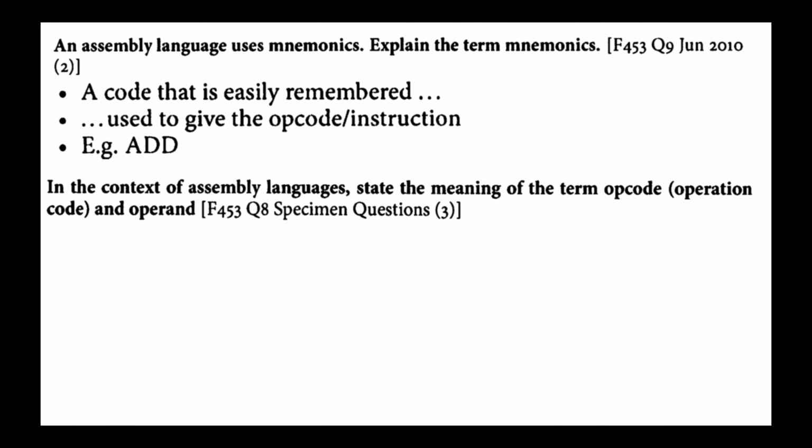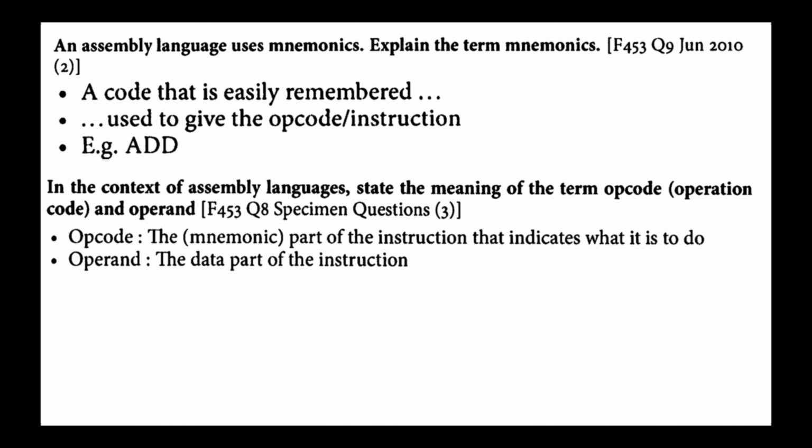In the context of assembly language, state the meaning of the term opcode, so operational code, and operand. So opcode, that is the mnemonic part of the instruction. Operand, that is the data part. The answer: opcode, the mnemonic part of the instruction that indicates what it is to do. So make sure you do that correctly. Operand, the data part of the instruction. I got it a bit right. So the third mark, is it? Oh no. So the third mark must be that indicates what it is to do.